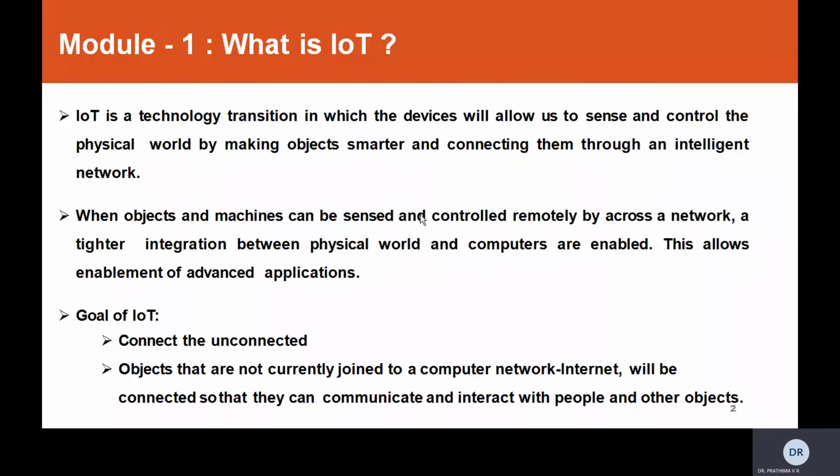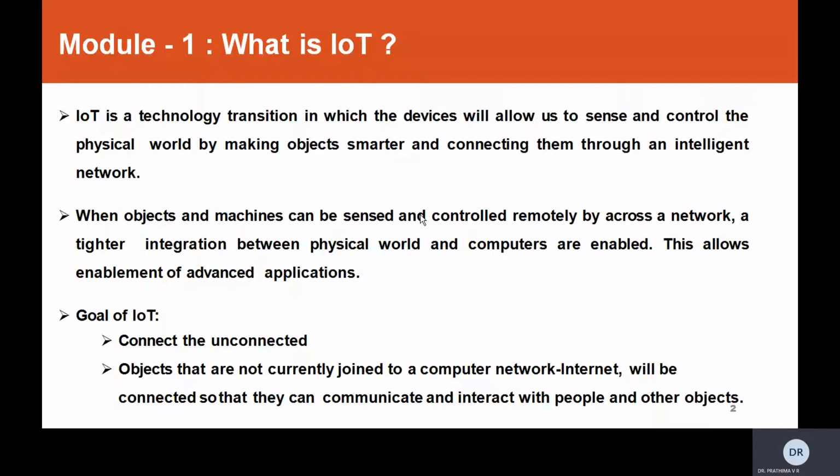As you're observing from this slide, IoT is a technology transition in which devices will allow users to sense and control the physical world by making the objects smarter and connecting them through an intelligent network. When objects and machines can be sensed and controlled remotely across a network, there would be a tighter integration between the physical world and the computers which were enabled.